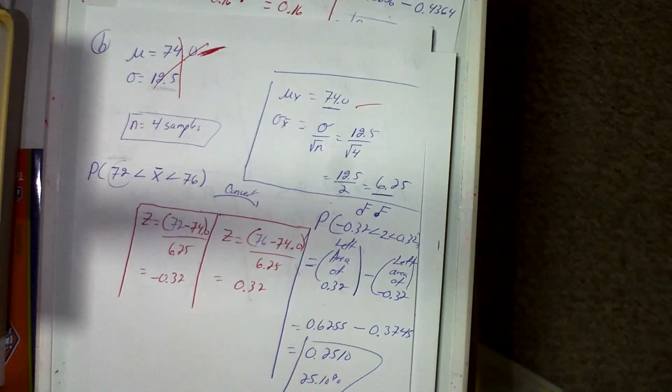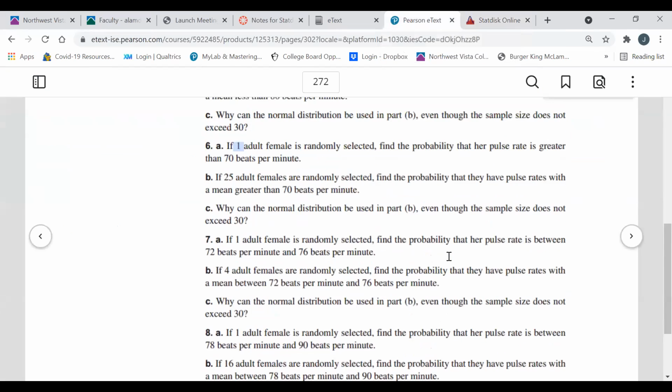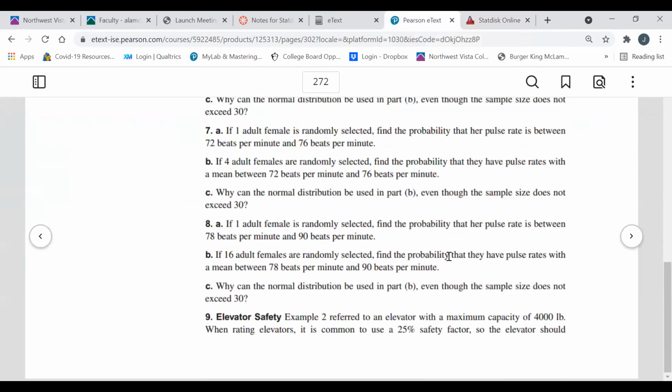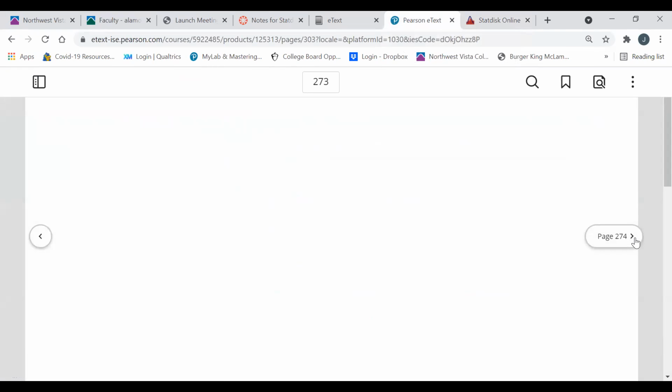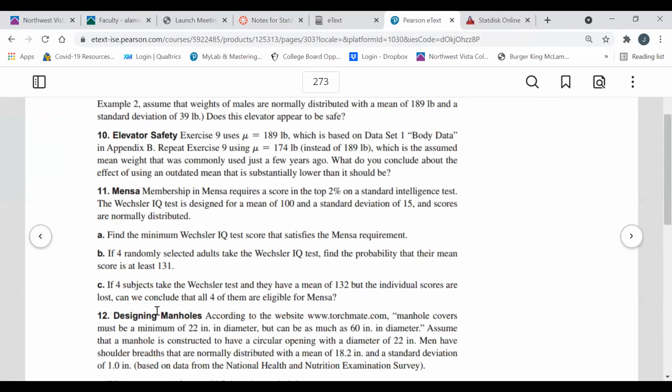All right, here we go. I'm gonna let you all pick. Here are your choices. Are you interested in elevator safety? That sounds interesting. Are you interested in Mensa? Sorry.